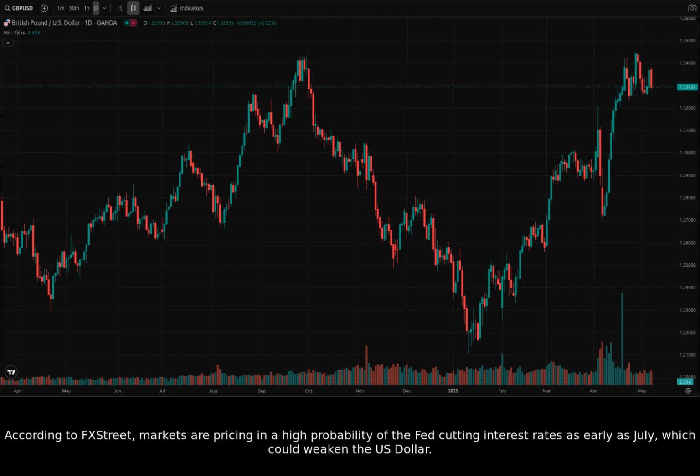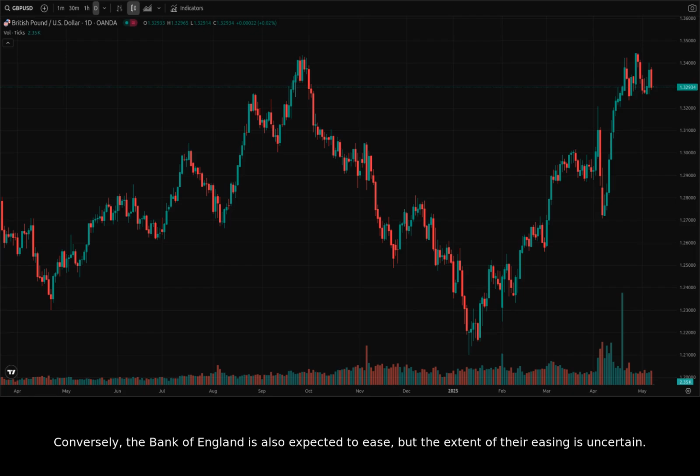According to FX Street, markets are pricing in a high probability of the Fed cutting interest rates as early as July, which could weaken the US dollar. Conversely, the Bank of England is also expected to ease, but the extent of their easing is uncertain. Any surprises from either central bank could trigger significant volatility in BoE.